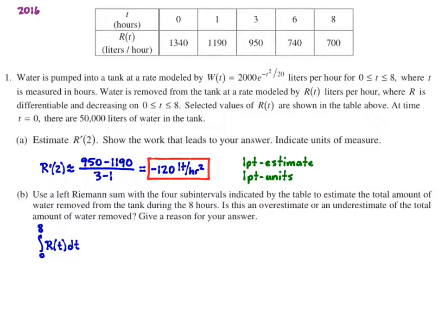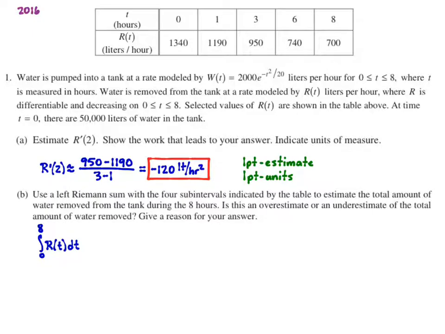And so thinking through the units on this, the units on R of T are liters per hour, and then we're multiplying that by the change in T. So we're multiplying it by hours. So it's liters per hour times hours, which gives us a unit of liters, and that's exactly what we want here. We want to know how many liters have been pumped out.